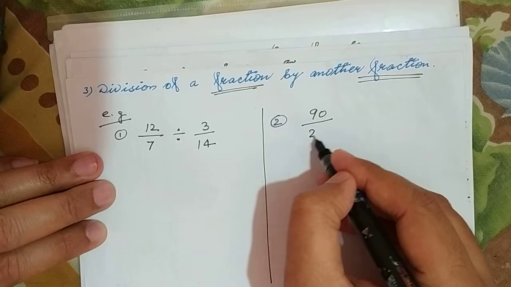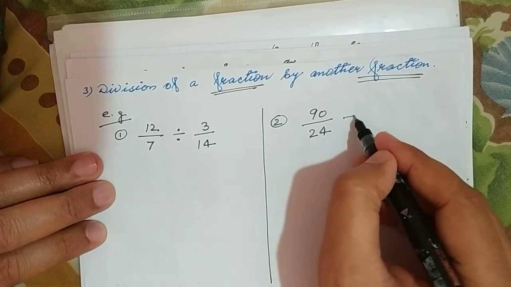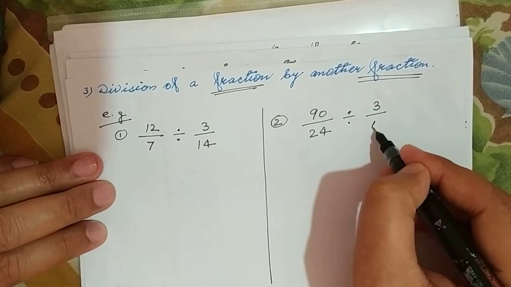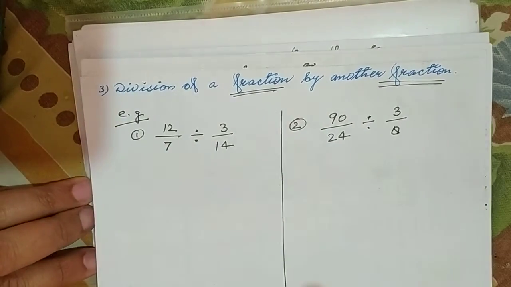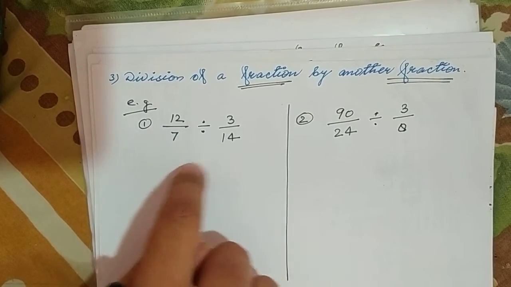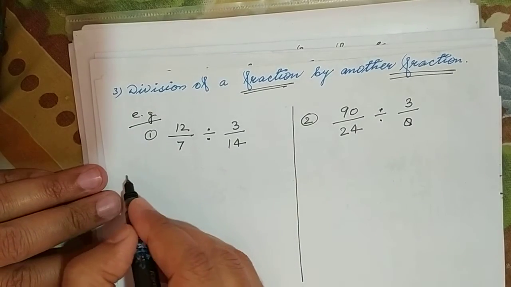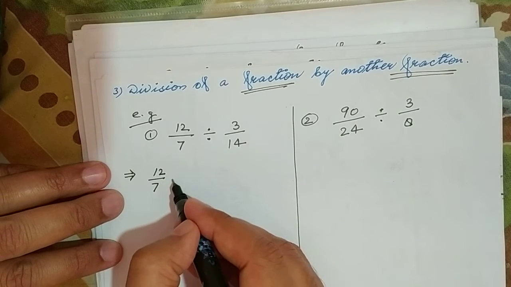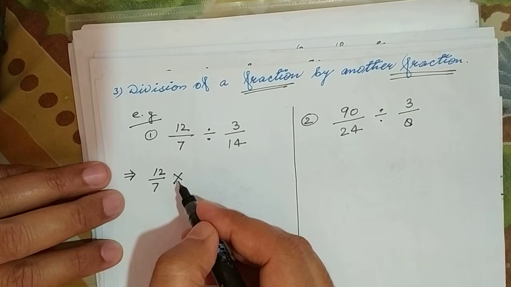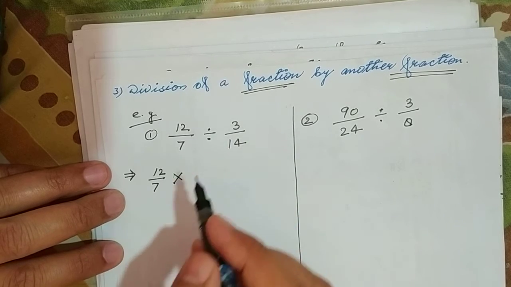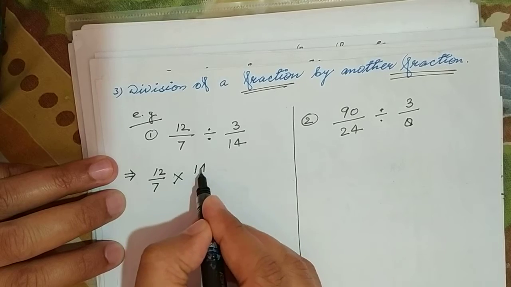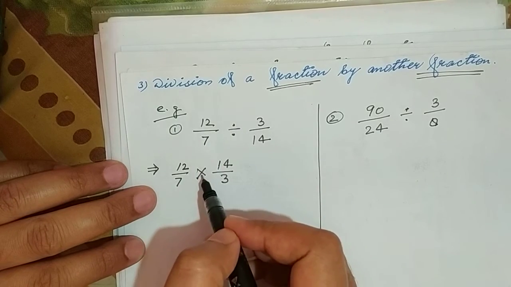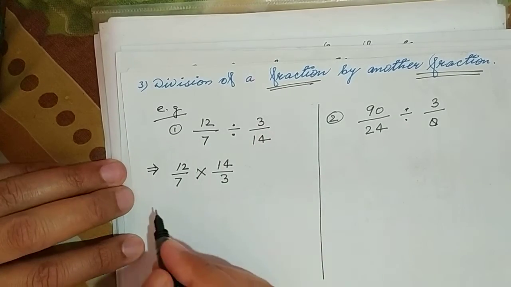The first example is 12 by 7 divided by 3 by 14. The second is 90 by 24 divided by 3 by 8. These two examples we are taking, and here both are fractions and we have to divide them. So we write 12 by 7, change this division into multiplication, and then write the next number as its reciprocal, 14 by 3. 12 by 7 as it is, into the reciprocal of 3 by 14, that is 14 by 3.